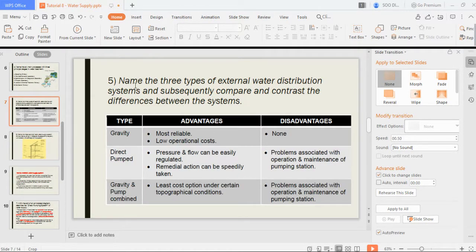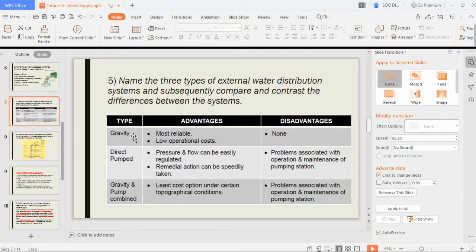Okay, so next question. It is asking us to name the 3 types of external water distribution system and compare them between the different types of system. So the first is the distribution system using gravity. If you look around, the most efficient way to distribute water is always through gravity because it is most reliable and has a low operating cost.